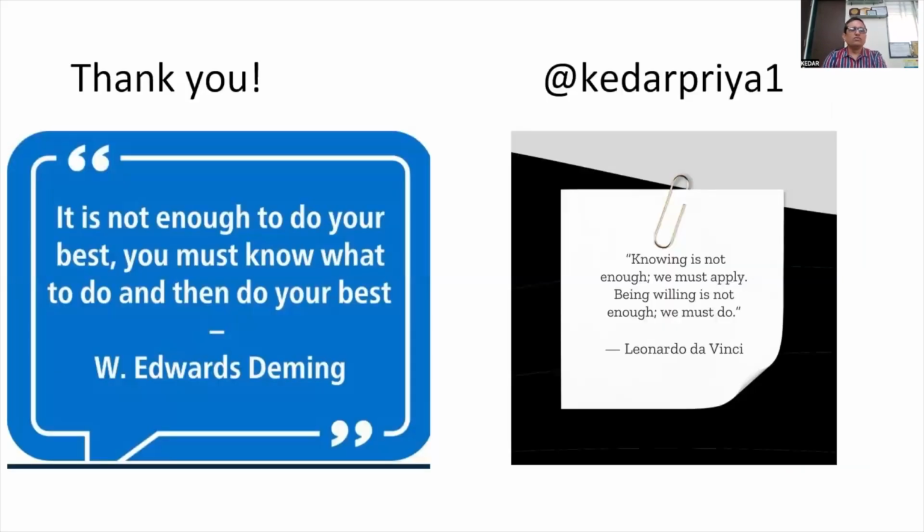It is not enough to do your best. You must know what to do and then do your best. This is what W. Edwards Deming, a statistician and father of quality improvement, said. So knowing is not enough, we must apply. Being willing is not enough, we must do.